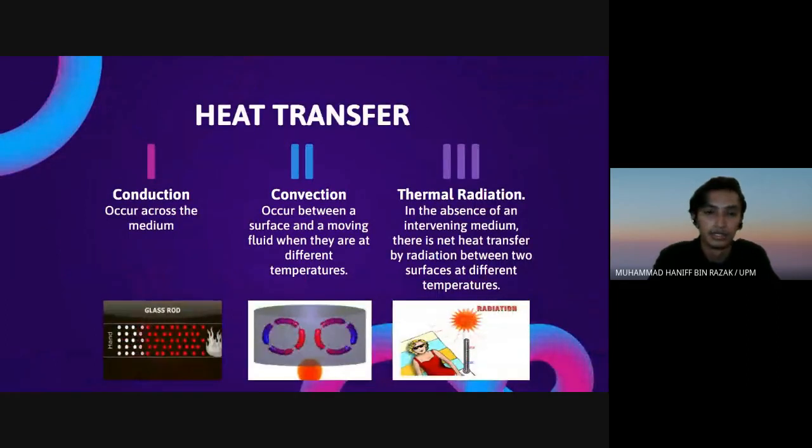Heat transfer is the movement of thermal energy because of a temperature difference. There are three types of heat transfer. The first is conduction, which occurs across a medium. Second is convection, which occurs between a surface and a moving fluid when they are at different temperatures. And thermal radiation is heat transfer by radiation between two surfaces at different temperatures in the absence of an intervening medium.